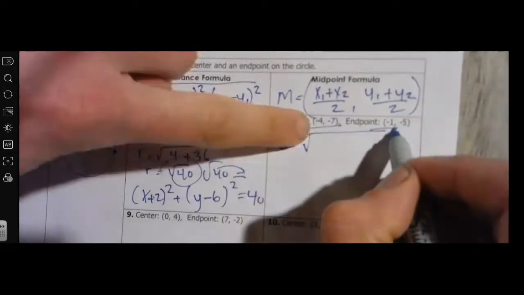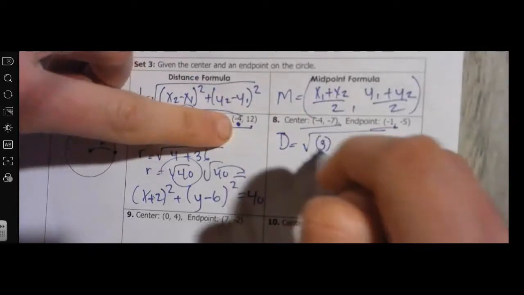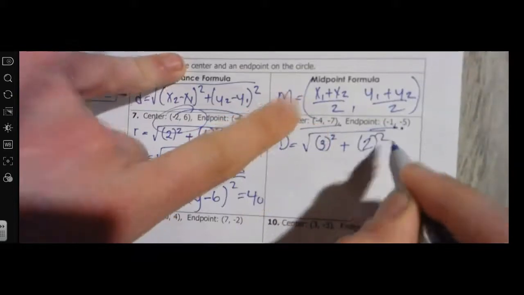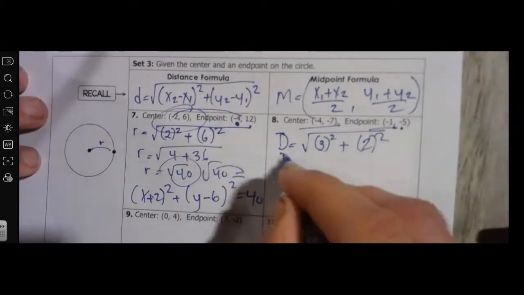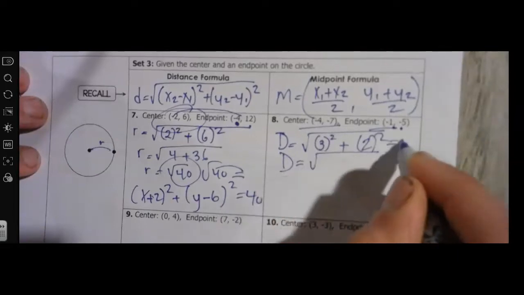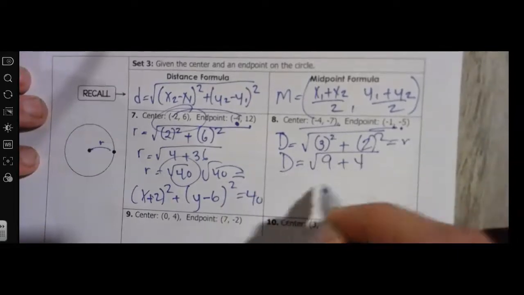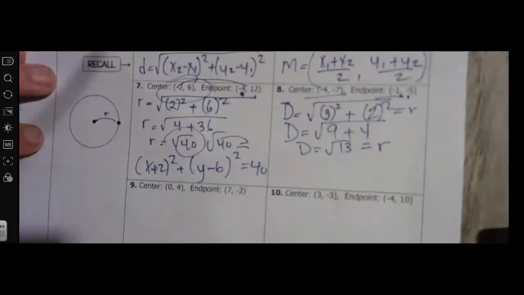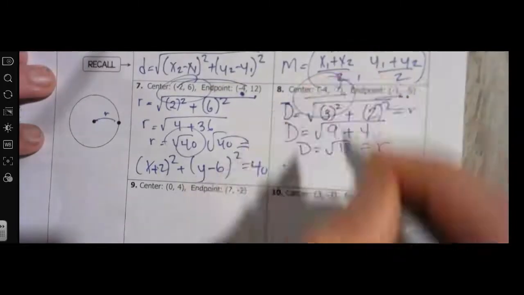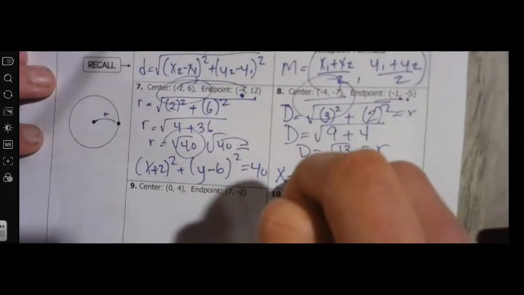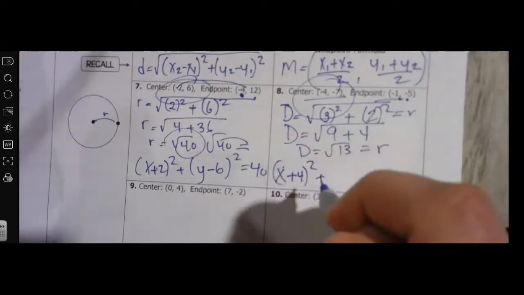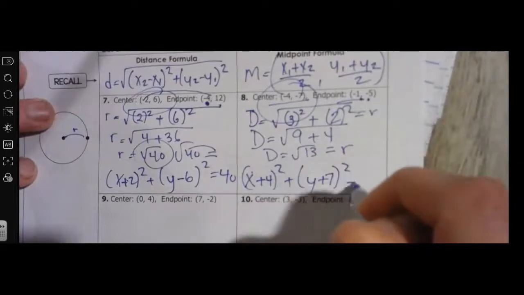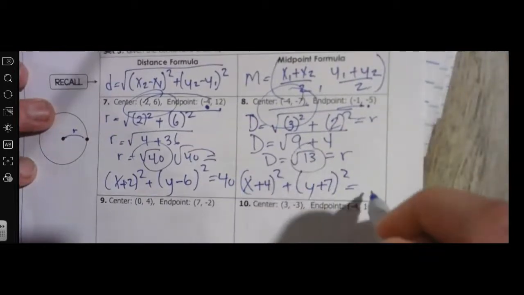How far is -4 from -1 on the number line? It's 3 spaces. Don't worry about the positive or the negative. How far is -7 away from -5? 2 spaces. So the distance, which is the radius, is going to equal the square root of 9 plus the square root of 4. So the distance is equal to the square root of 13. So our radius is equal to the square root of 13. Now we can write the equation. The center is -4, -7, so it's x plus 4 squared plus y minus -7, so y plus 7 squared, is equal to the square root of 13 squared, which is 13.